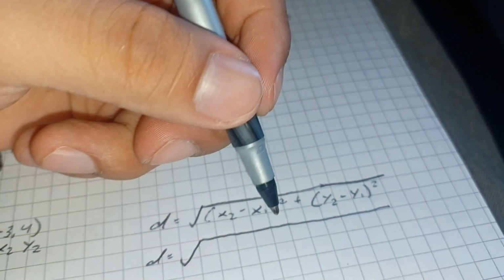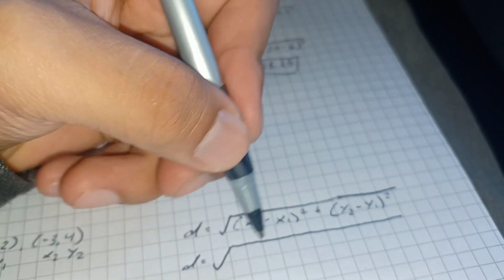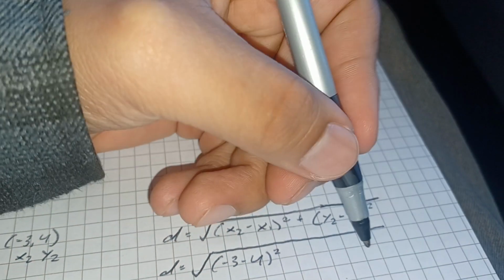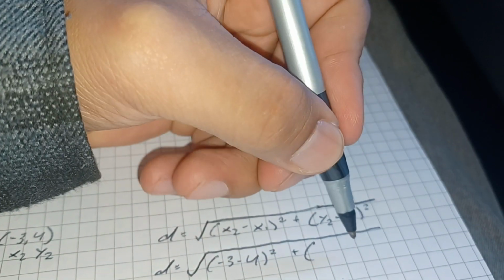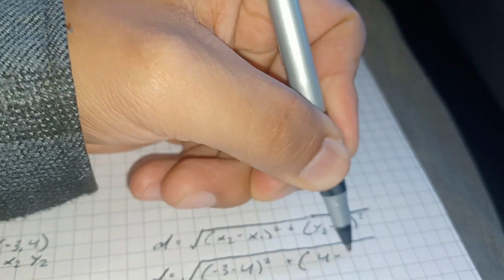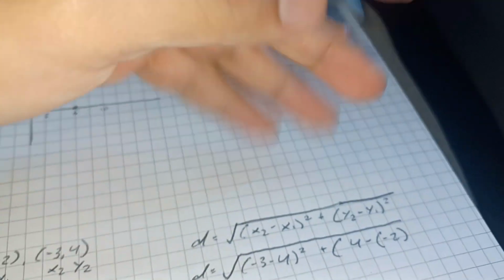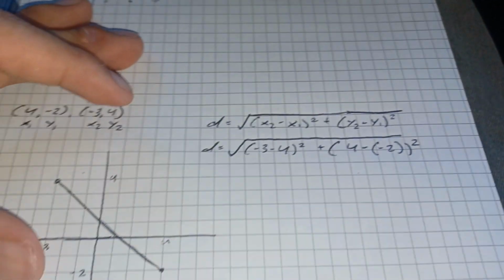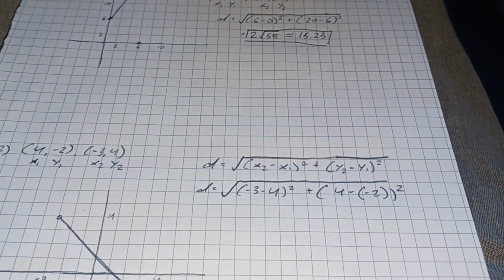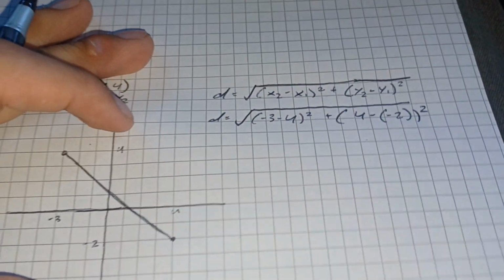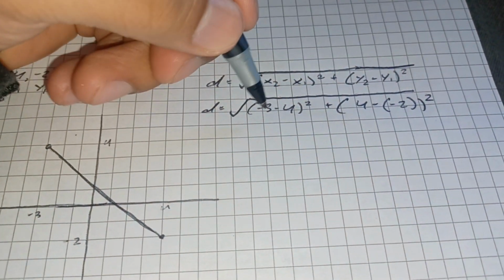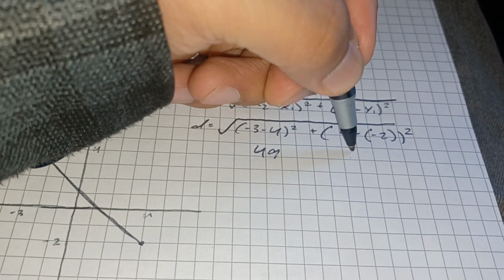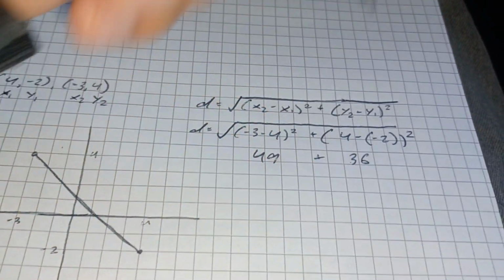And we have (-3 minus 4) squared plus (4 minus -2) squared, right? And then just evaluate this formula, just plug it all into your calculator. You can do it by hand. For instance, I believe this one is going to equal 49, and this one I believe is going to equal 36. I'm not so sure. Correct me if I'm wrong.